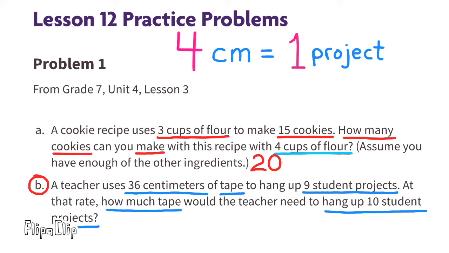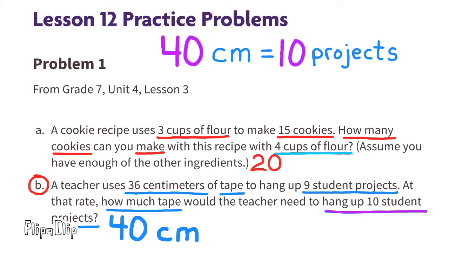Now we can multiply 1 times 10 for 10 student projects, and 4 times 10, which gives us 40 centimeters of tape. To hang 10 projects, the teacher's going to need 40 centimeters of tape.